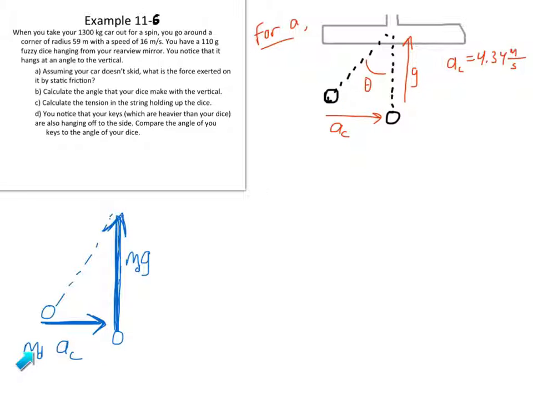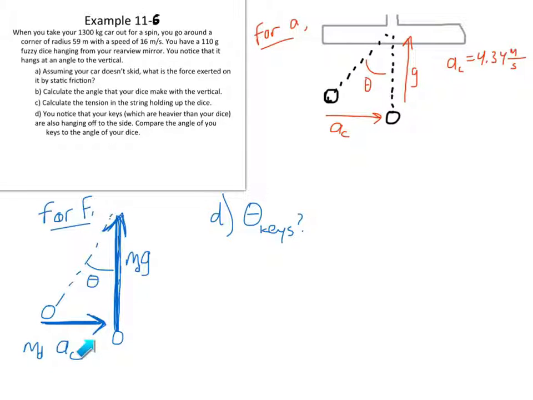The question is then, for part D, what is the angle for the keys? How does that compare? So this angle right here, if we use a force vector diagram or an acceleration vector diagram, in fact I should label this for force, that's that right there. All right, but what about for the keys?